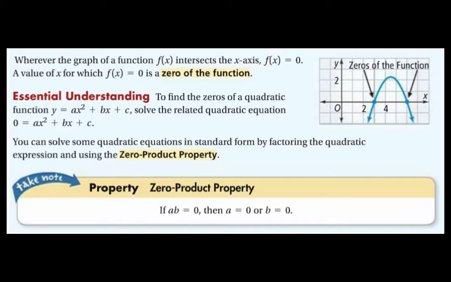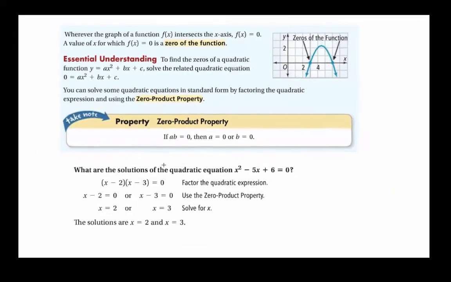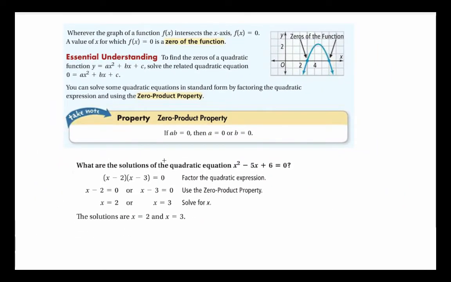You can solve some quadratic equations in standard form by factoring the quadratic expression and using the zero product property. Basically, the zero product property says if two things multiply to be 0, then one or both has to be 0. That makes sense. The only way that you can get a product of 0 is if one or both things are in fact 0. So what are the solutions of the quadratic equation x squared minus 5x plus 6?